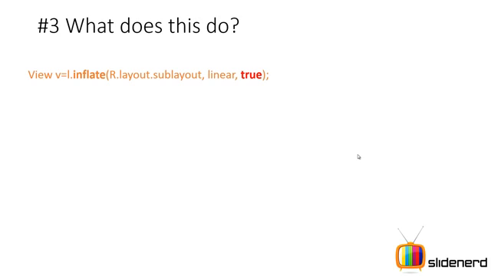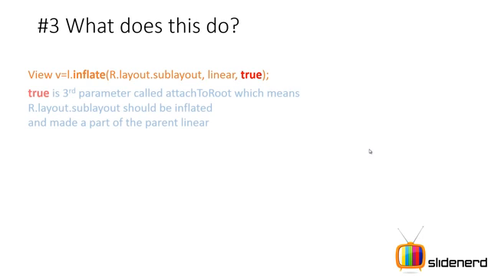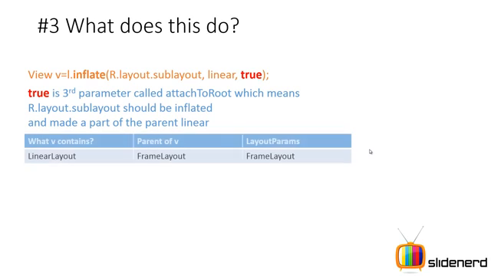Alright, so here you specify view v is l.inflate. You specify the layout file that you want to inflate. You specify the parent, which is your linear, and you specify something as true. Now what does this true mean? Well, true is a third parameter called attachToRoot, which means R.layout.sublayout should be inflated, which contains your text view, right? And it should be a part of your parent, which is your linear layout. Now this is the default behavior which I showed you in the last slide as well. But then you ask me, what is false then? Don't worry, I will show you what happens when you put false over there. For now, it's the same thing.